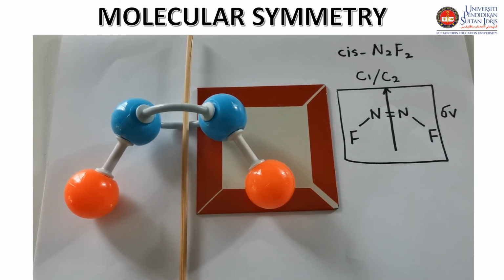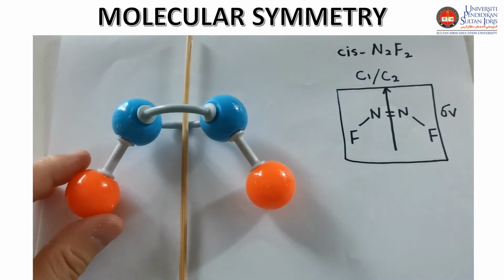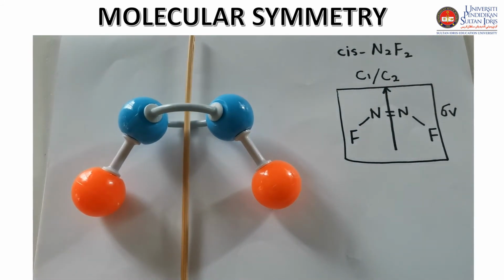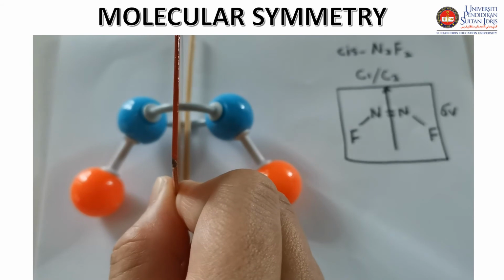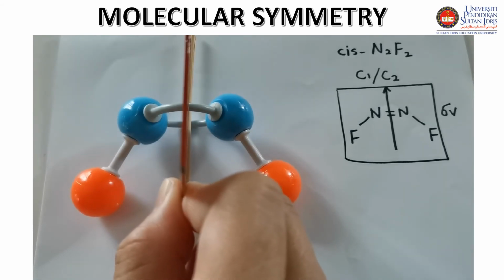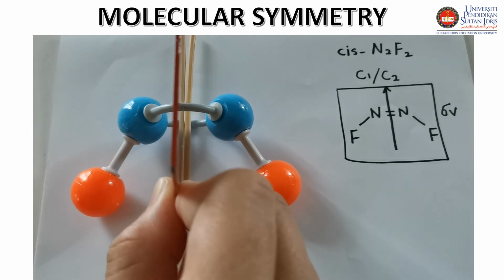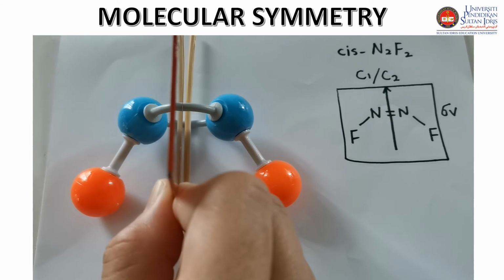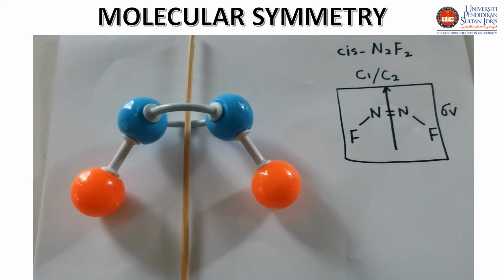And I noticed that this molecule also has another plane, which is cutting through the nitrogen bond. So like this. You can see we cut through the bond, and we will get the same configuration. So this plane is also parallel with the main axis, the C2 axis. So this is also a vertical plane.